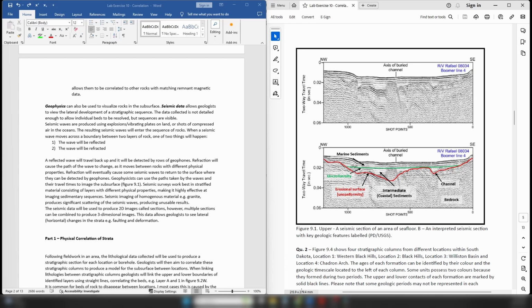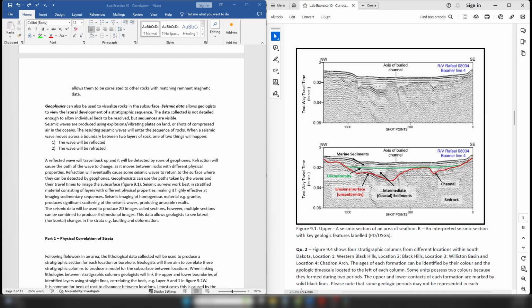Now, geophysics also offers an additional method for looking at layering in the subsurface. So this is going to be seismic data, and we actually have an example of a seismic section over here on the right. In the case of a seismic section, it allows you to view the lateral development of a stratigraphic sequence. So what's happening as you go sideways from a point. If you look at the seismic section at the top here, you can see distinct layering. You can see this layer, for instance, is starting here. It comes all the way across the top and continues all the way to the other side. So you can see what's happening to that layer.